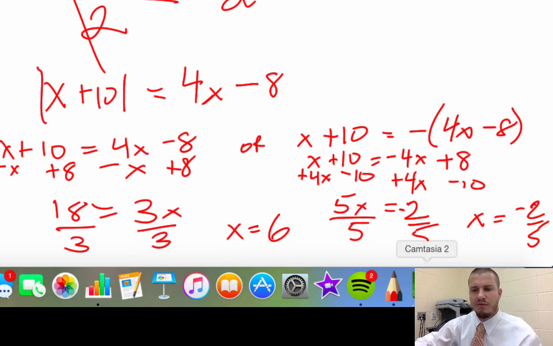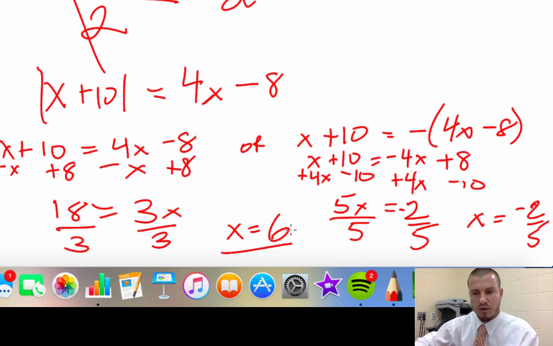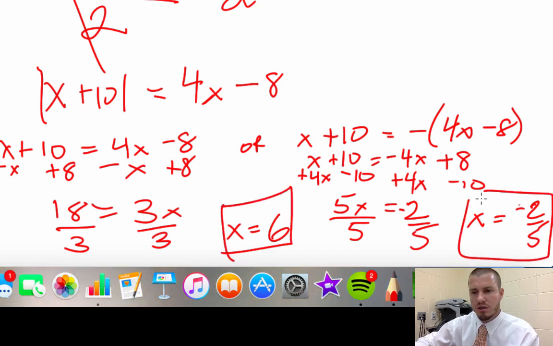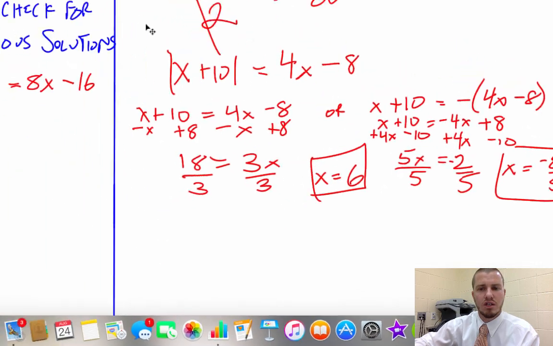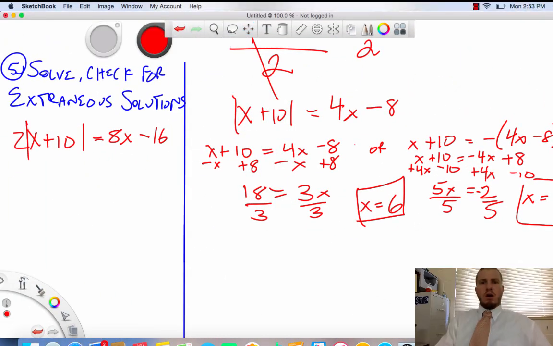Now, before you use both of these as your solutions, you need to check for extraneous solutions. So when it says to check for extraneous solutions, you're going to have to plug both of them back in. An extraneous solution is one where you did everything right and you got your answers, but there might be a little fake-out situation going on where one of them may not actually work. And the reason for that is because of this absolute value.